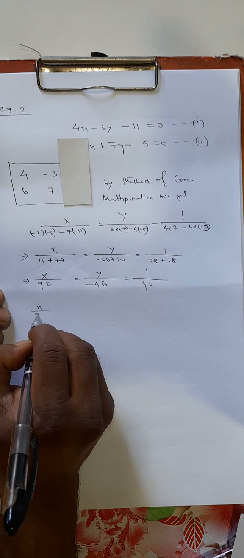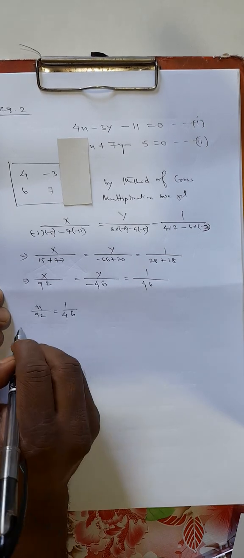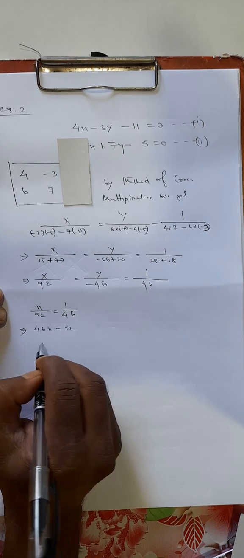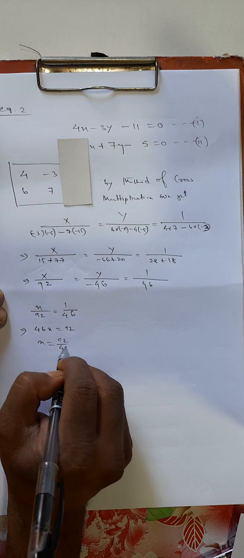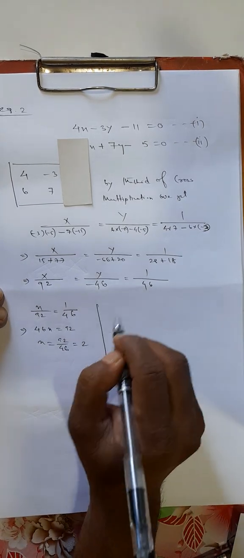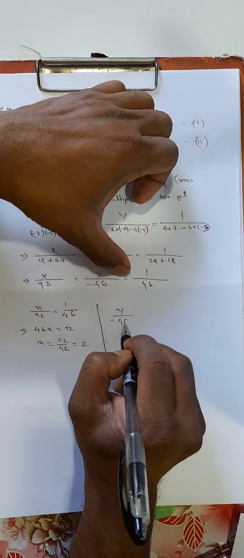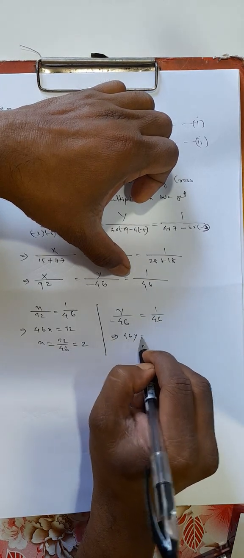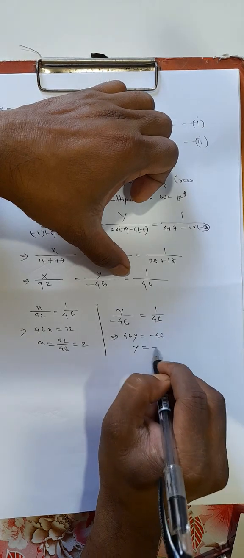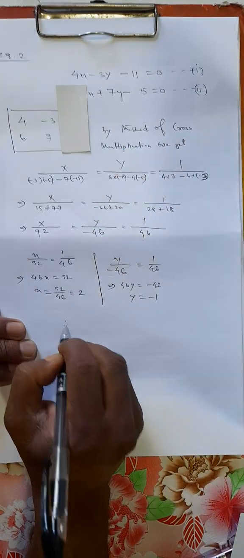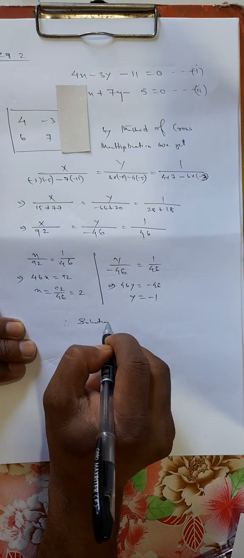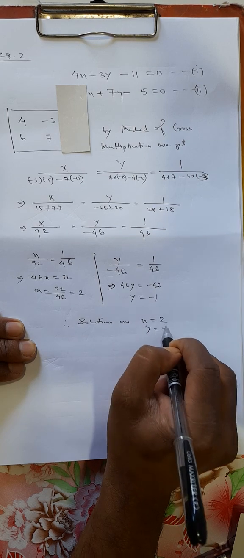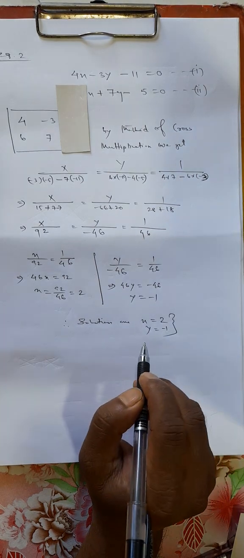So x by 92 equal to 1 by 46. That means 46x equal to 92, x equal to 92 by 46 equal to 2. And y by minus 46 equal to 1 by 46. This implies 46y equal to minus 46, y equal to minus 1. Therefore, solutions are x equal to 2, y equal to minus 1. This is the answer, right?